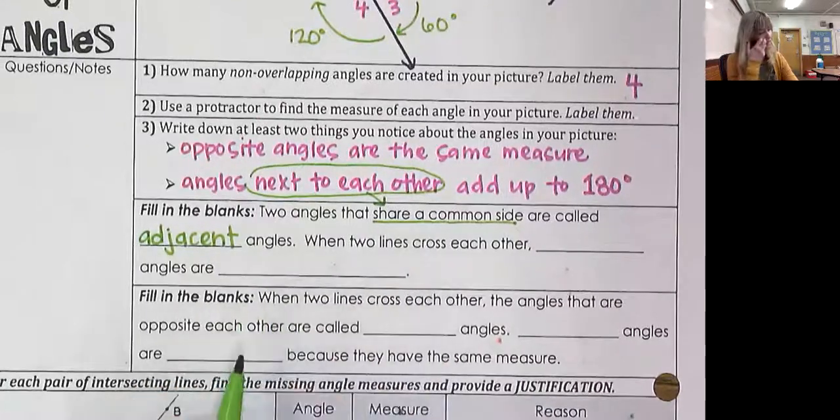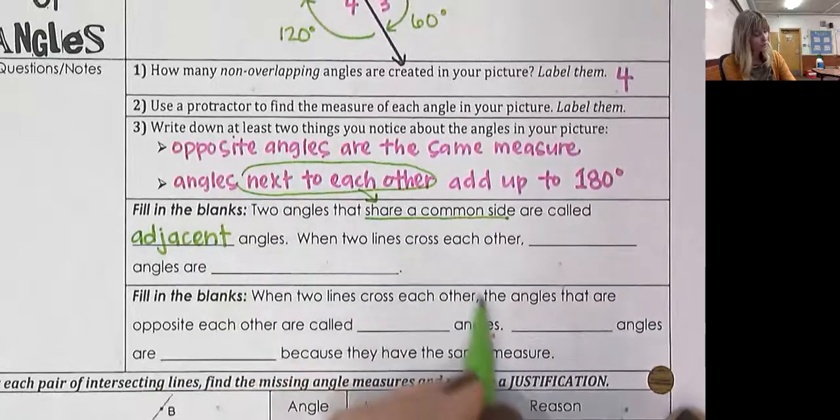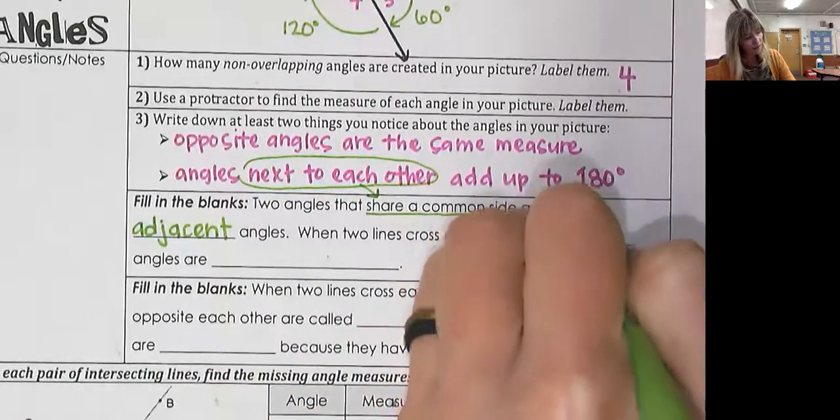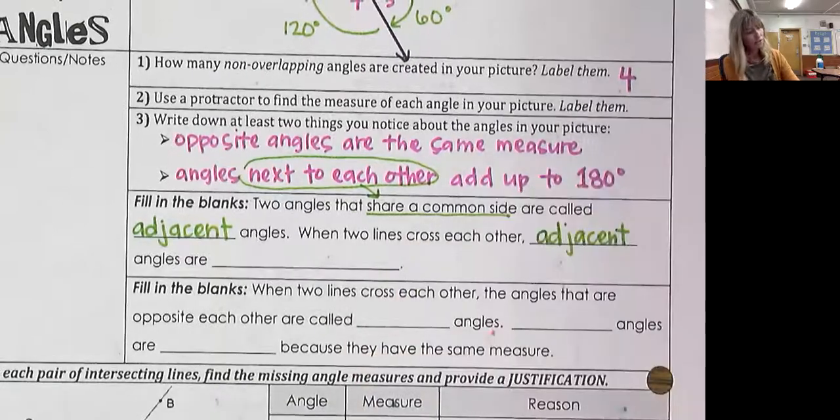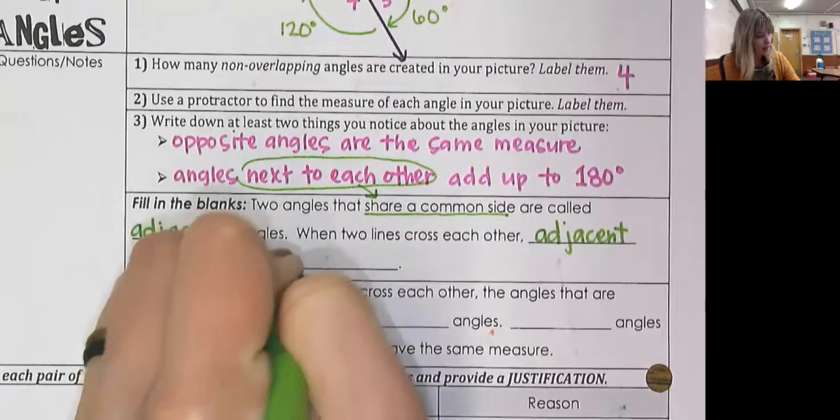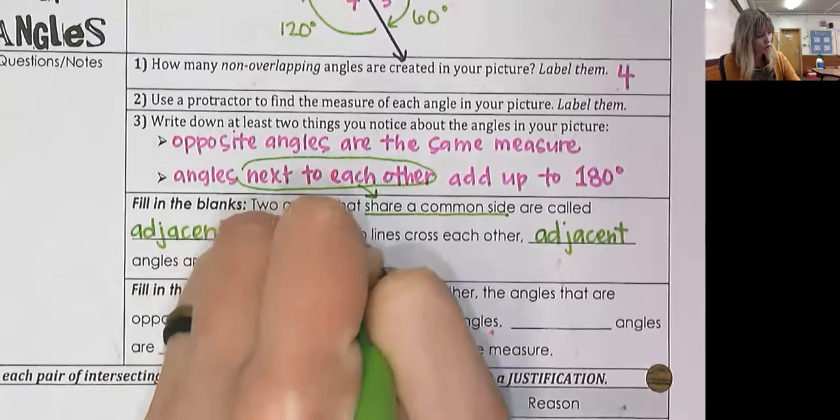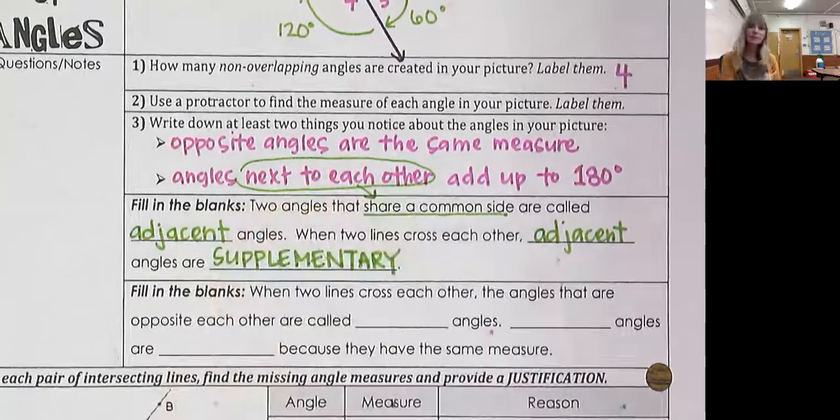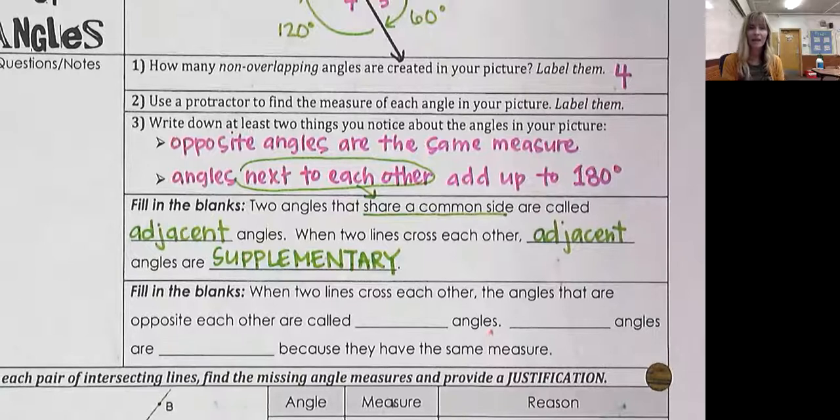So when 2 lines cross each other, those adjacent angles, here's our first special relationship today. Adjacent angles are, you ready for this word? Supplementary. Oh my goodness, such a big word. Supplementary. 5 syllables. Try saying it right now. Supplementary.